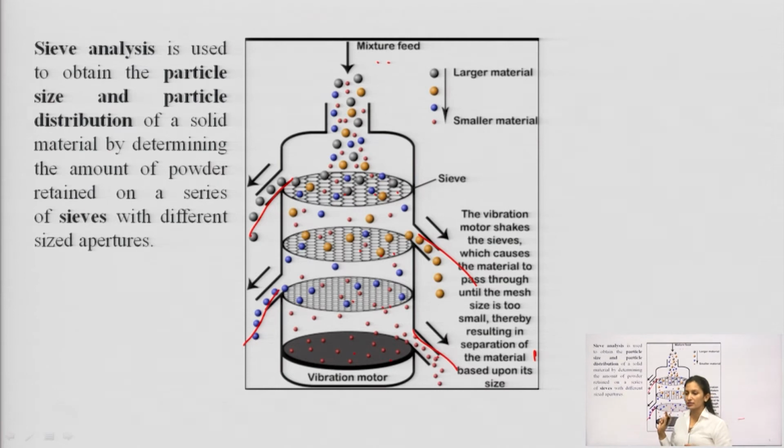Sieve analysis is used to obtain the particle size and particle distribution of a solid material by determining the amount of powder retained on a series of sieves with different sized apertures. Different sized apertures means the meshes of the sieves all have different size apertures. Apertures means the openings in the sieve.